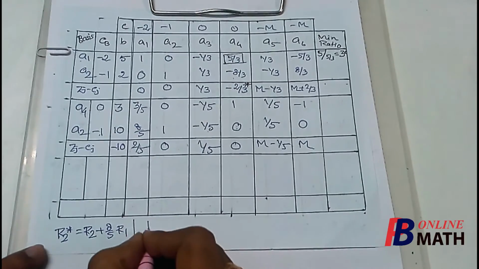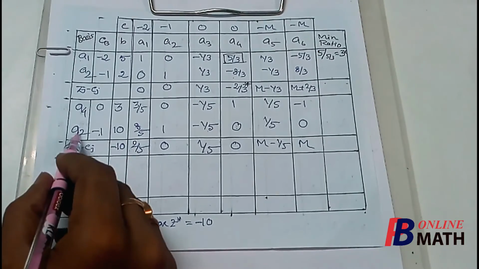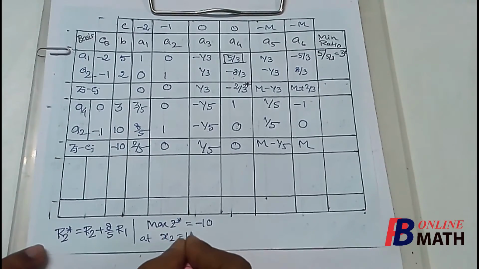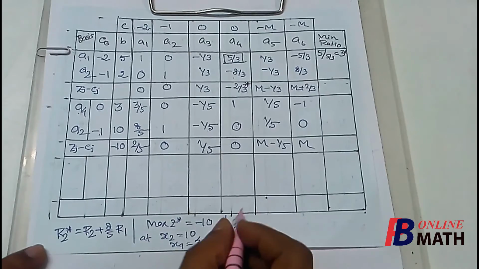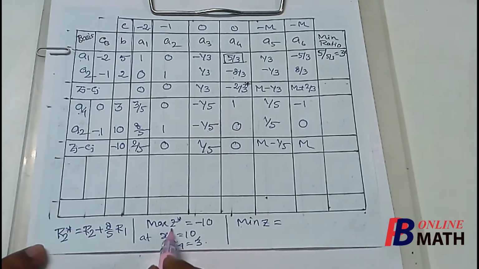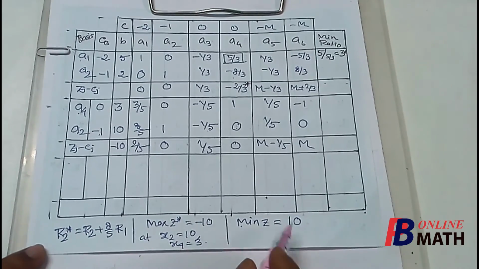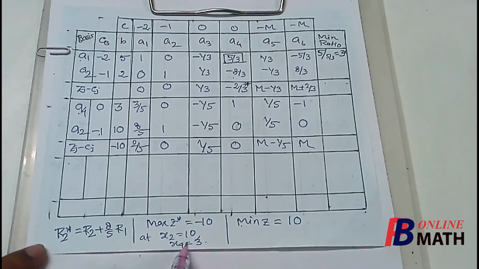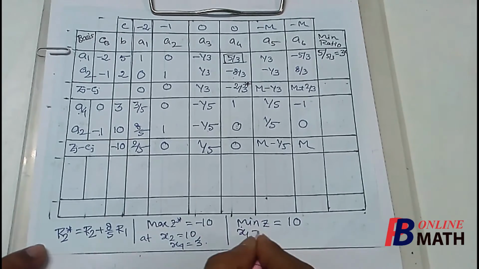So here we have obtained that max z star is equal to minus 10 at x2 equal to 10 and x4 equal to 3. And we know that min z equal to minus of max z star. So min z will be minus of minus 10, that is 10. Min z equal to 10 at x2 equal to 10, and we shall not write x4 because x4 was a surplus variable. So we need to write the values of x1 and x2 only.